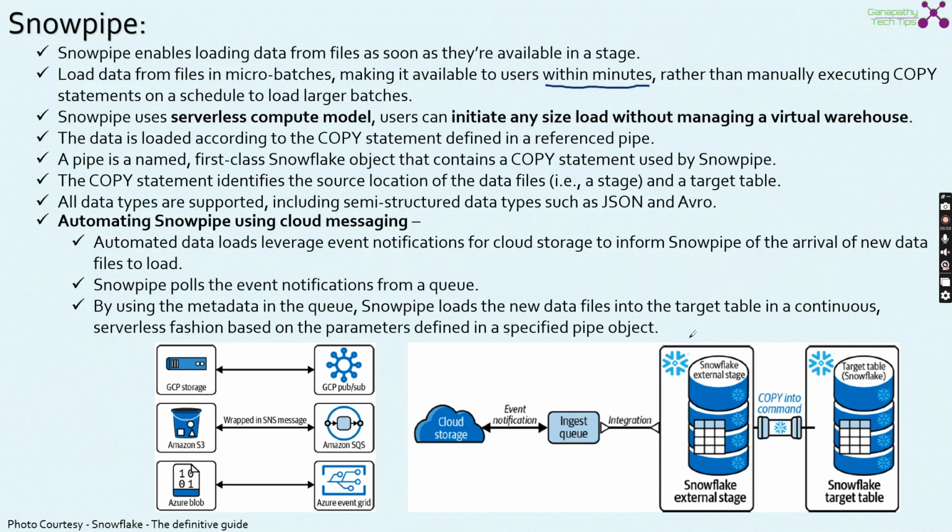So this is a near real-time continuous fashion, meaning once the data got loaded into cloud storage in mini batches, automatically this event will be triggered, automatically the queue will be triggered, automatically the data will be available in external stage, automatically the Snowpipe will trigger the copy into command, and the data will be loaded into the target Snowflake tables.